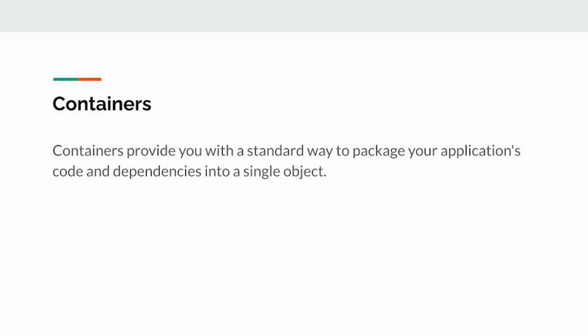Amazon Elastic Container Service (ECS) and Amazon Elastic Kubernetes Service (EKS) are container management services. Additionally, AWS Fargate is a serverless compute service for containers.